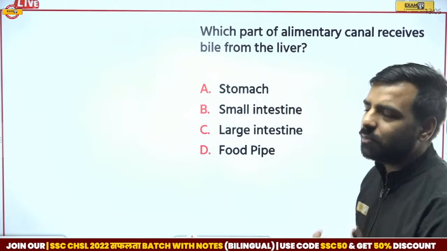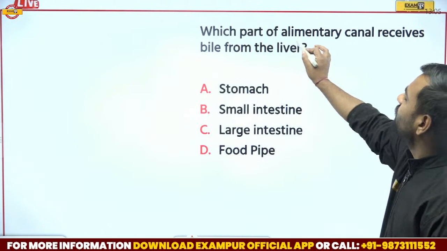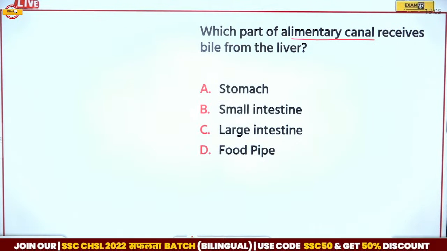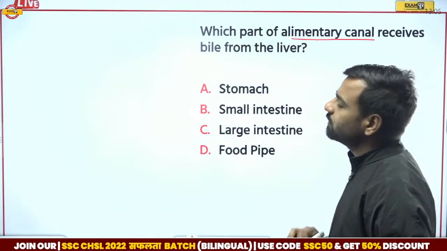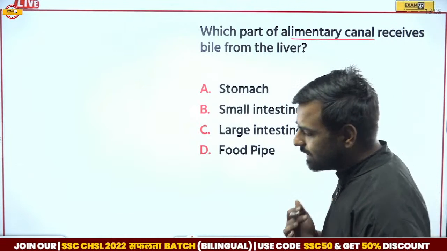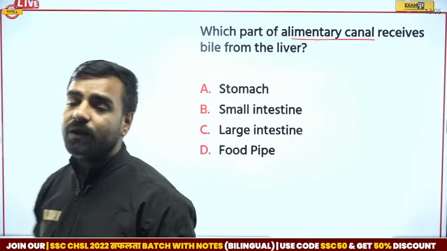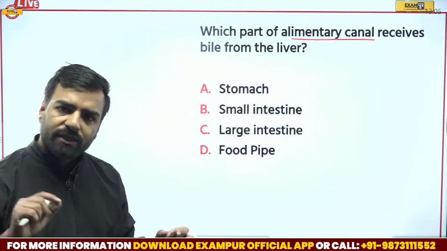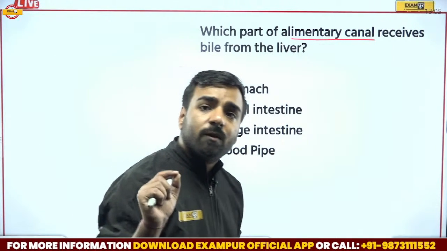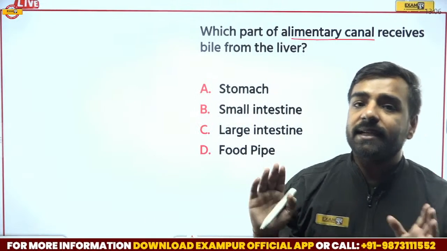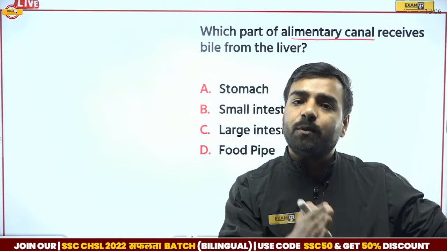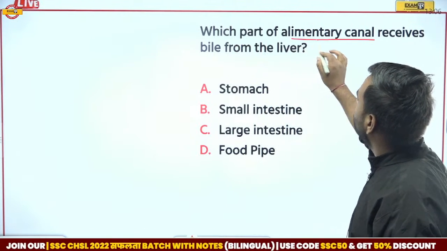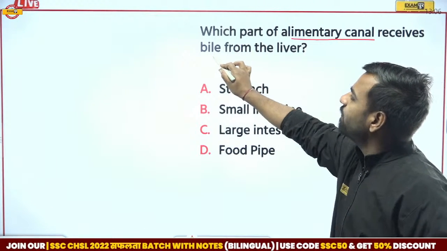First, if I talk about this particular question, which part of the alimentary canal receives bile from the liver? Remember, first of all, the stomach is that part of our body where protein digestion is done for the first time. So this is asked in the examination, which part of our body is actually digesting protein for the first time? That is our stomach. But they are asking which part of the alimentary canal receives bile from the liver.